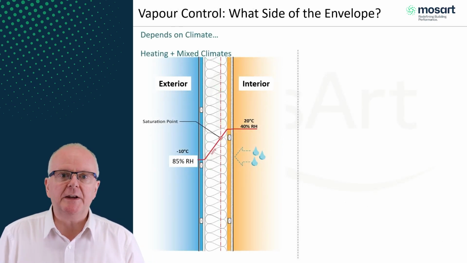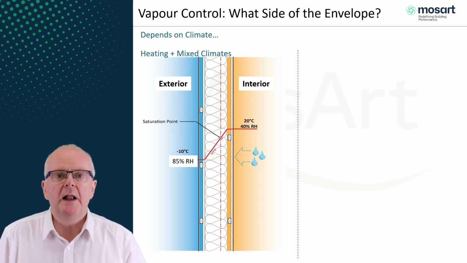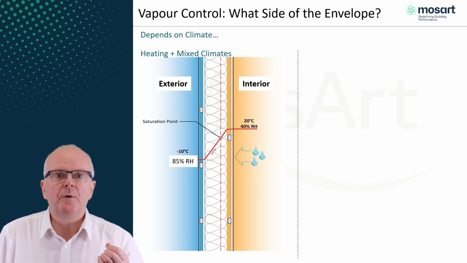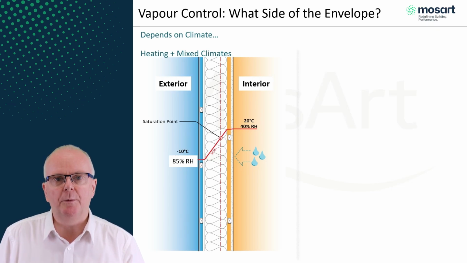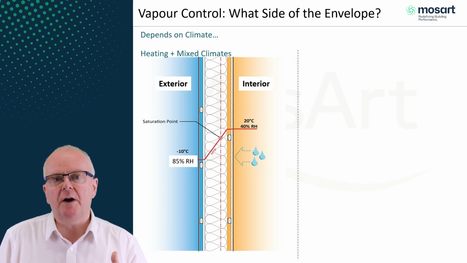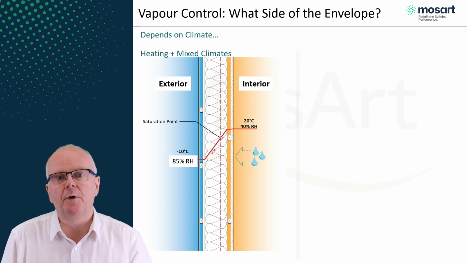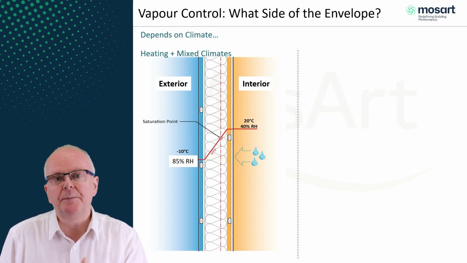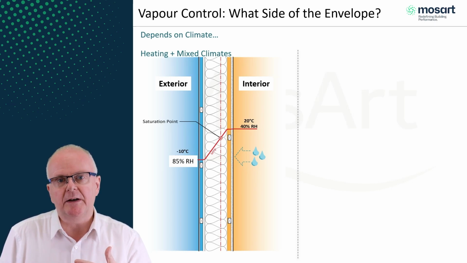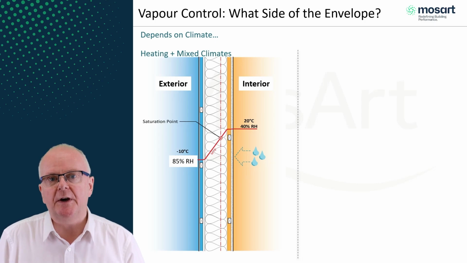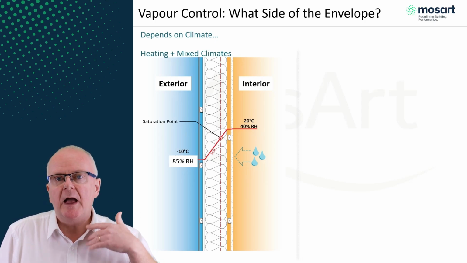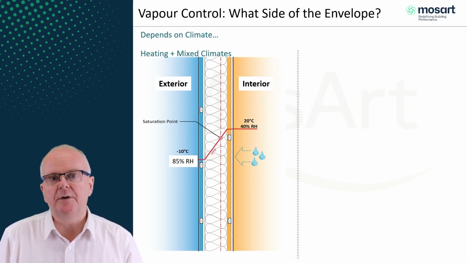building up. The next question we need to think about is, where do we put this vapor control layer? And what I want you to think about is, what we're trying to do is minimize the risk of condensation in the building envelope. And think about the origin of that condensation. The origin of that moisture is going to be typically, in a heating dominated climate, on the inside. On the inside you're cooking, you're washing, you're breathing, and all of this moisture vapor is being given off.